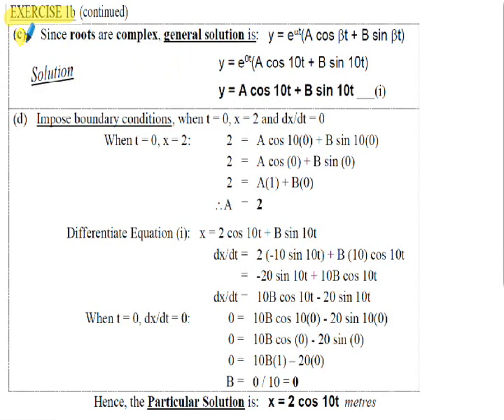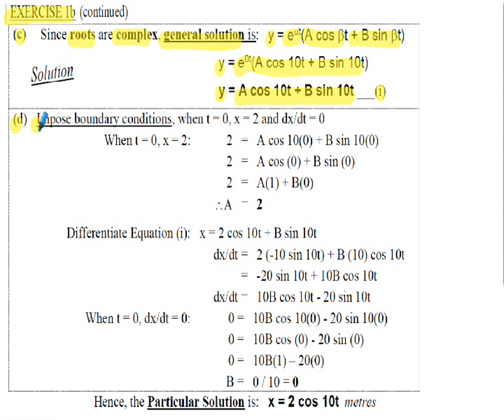Exercise 1b continues. Step 3. Now since the roots on the previous slide are complex, our general solution from our previous table will be y is equal to e to the alpha t multiplied by (A cos of beta t plus B sine of beta t). So in this particular case, knowing that alpha is 0 and beta is 10, the solution is y is equal to e to the 0t multiplied by (A cos of 10t plus B sine of 10t). E to the 0t is 1, so that simplifies to y is equal to A multiplied by cos of 10t plus B multiplied by the sine of 10t. I've called that equation 1, the general solution.